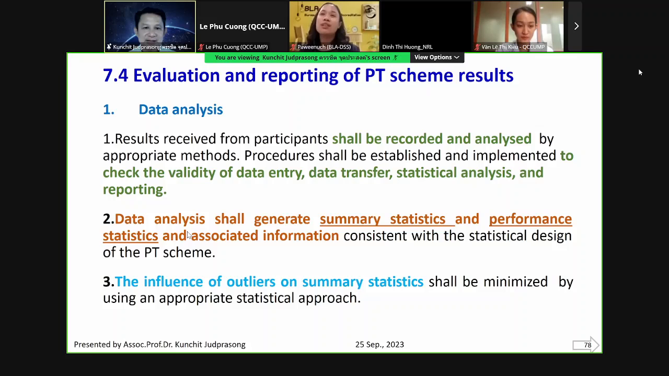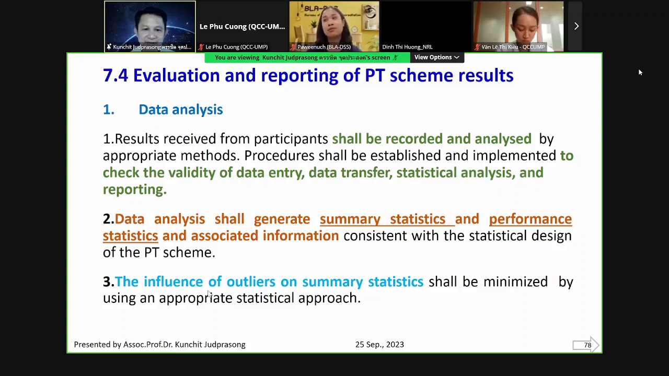The second is that data analysis shall generate summary statistics and performance statistics and associated information consistent with the statistical design. So this is in the data analysis in the report. Usually they have to provide the participants with the summary statistics that you use and the performance statistics that you use, like the C-score, C-PAP score. For summary statistics, let's say for homogeneity, which statistic you use, for stability, the SI value. There are many steps that you can keep and summarize.